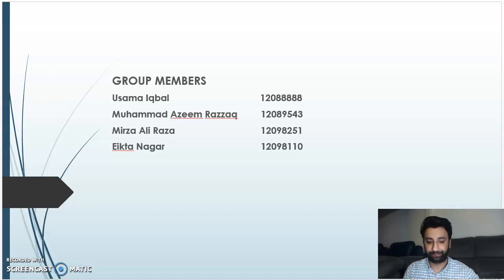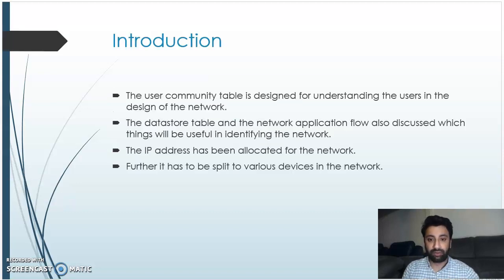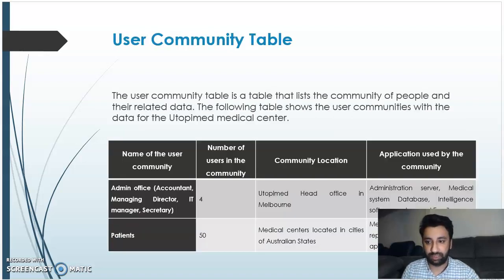My topic for discussion is table of communities, data stores, network application, traffic flows and model for addressing and naming. This provides a basic overview of what I'm going to discuss in these slides: user community, data store, how IP addresses are allocated, and how they are split across different devices.